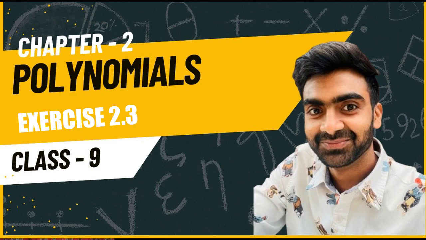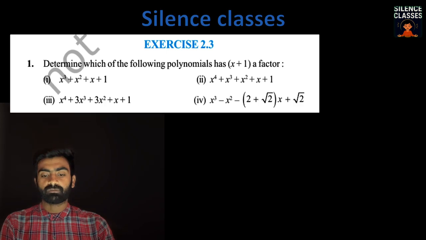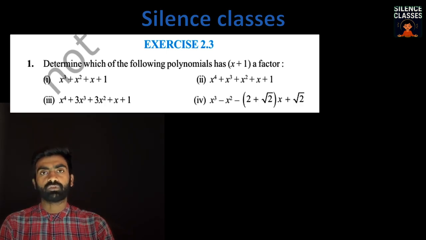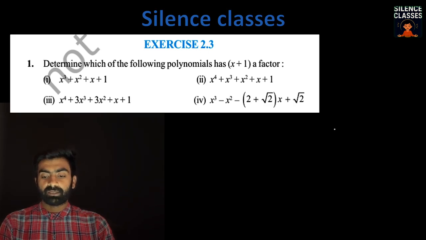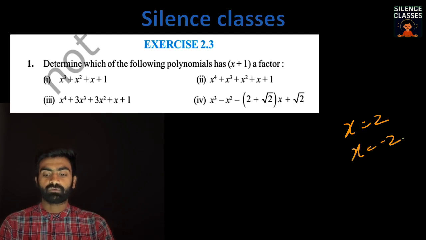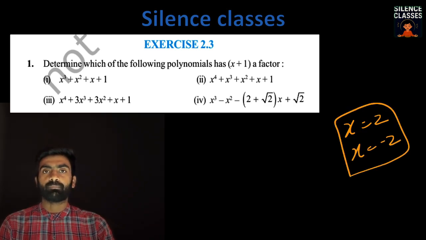Determine which of the following polynomials has x plus 1 as a factor. It means we have to find out whether x plus 1 is a factor of this particular polynomial or not. Previously, whenever we had to find the zeros or the factors of a polynomial, we got the values, like x is equal to 2 or x is equal to minus 2. Over there we got the value of x, so we put that value in the given polynomial and find out whether these are factors or not.